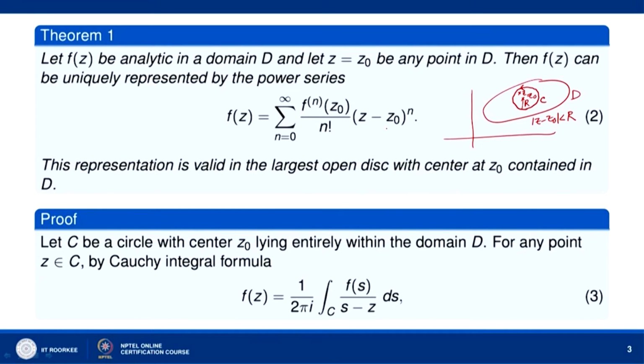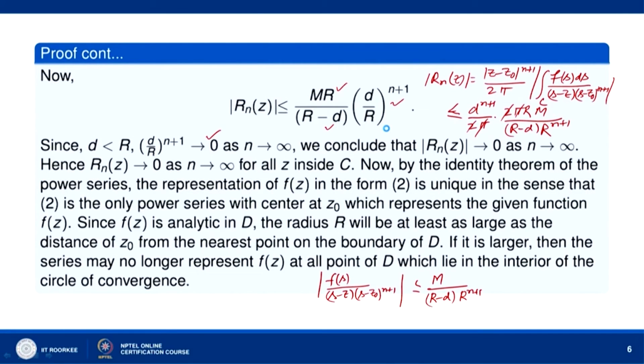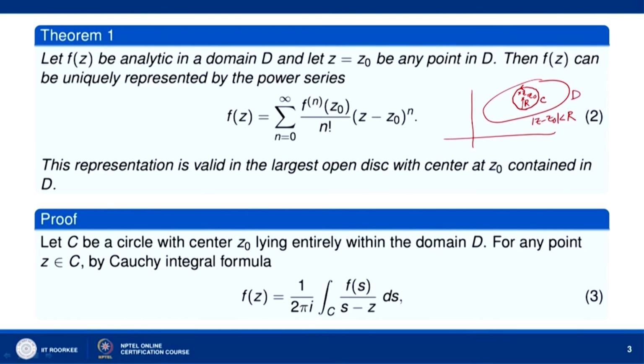In this form, 2 is unique in the sense that it is the only power series with center at z naught which represents the given function f(z). Since f(z) is analytic in D, the radius r will be at least as large as the distance of z naught from the nearest point on the boundary of D. We can increase the radius of this circle C as long as we do not cross the boundary of D.